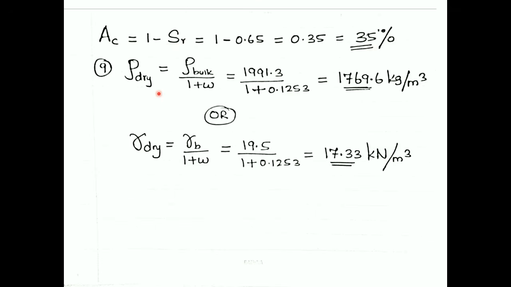Dry density is equal to bulk density over 1 plus water content. Bulk density is this, water content is this. Answer is 1769.6 kilogram per meter cube. Same thing, gamma dry unit weight is equal to gamma b, 19.5, over 1 plus this one. Answer is this one. This is the answer.